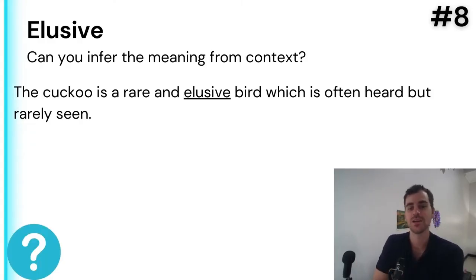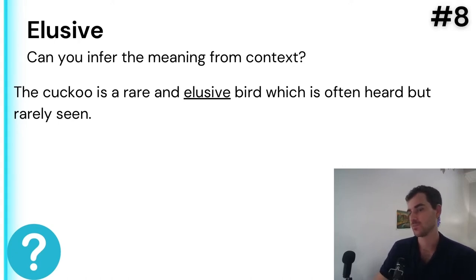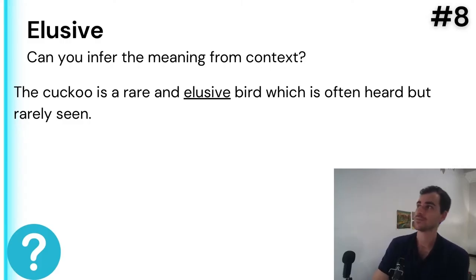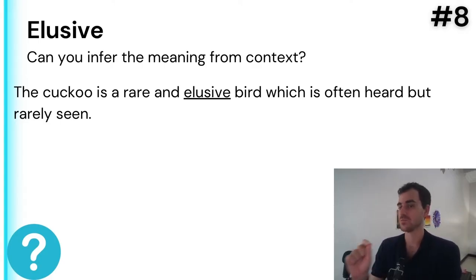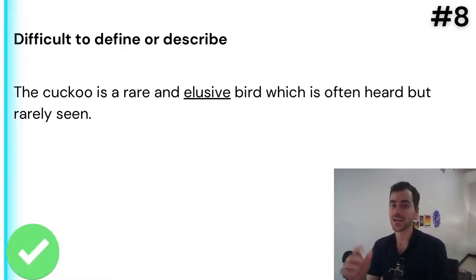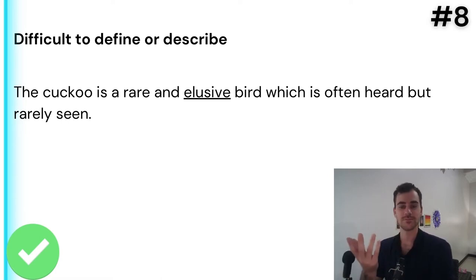Elusive. The cuckoo, that's a funny name, the cuckoo is a rare and elusive bird which is often heard but rarely seen. Okay, we look at the other information. It's rare, it's often heard but rarely seen. So elusive has something to do with a thing being hard to see. And it's also an adjective because it's describing the bird. What kind of bird? An elusive bird. So elusive means difficult to define or describe. Elusive.